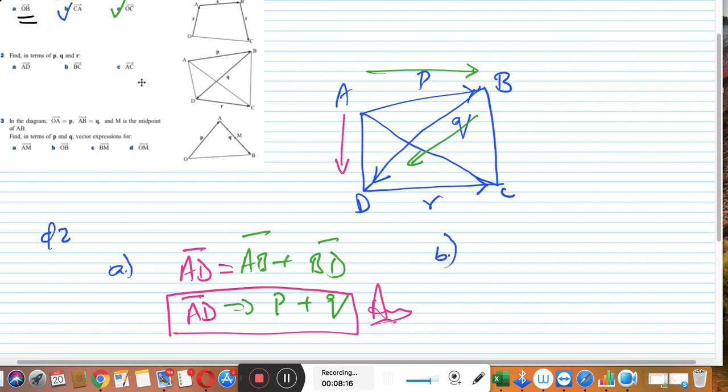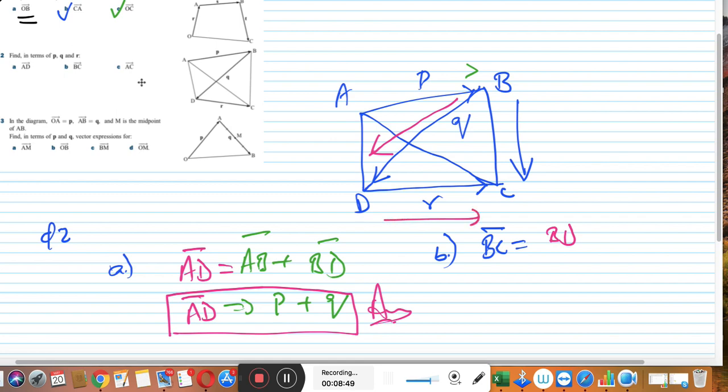This is your B. They are saying find the value of BC. From B to C we have to go. So what we can do over here is use BD, meaning this direction. I'm removing the prior ones that we have used. BD plus DC.